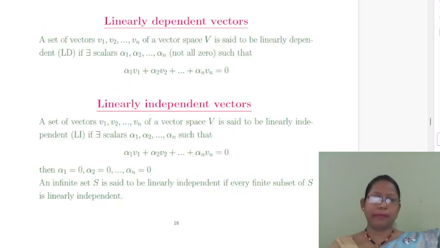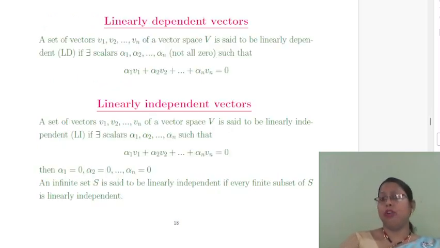Hence the theorem. Next is the definition of linearly dependent set and linearly independent set. A set of vectors v1, v2 up to vn of vector space V is said to be linearly dependent, in short LD, if there exist scalars alpha 1, alpha 2 up to alpha n, not all of these alphas are 0, such that alpha 1 v1 plus alpha 2 v2 plus up to alpha n vn is 0. That is, their linear combination is 0.